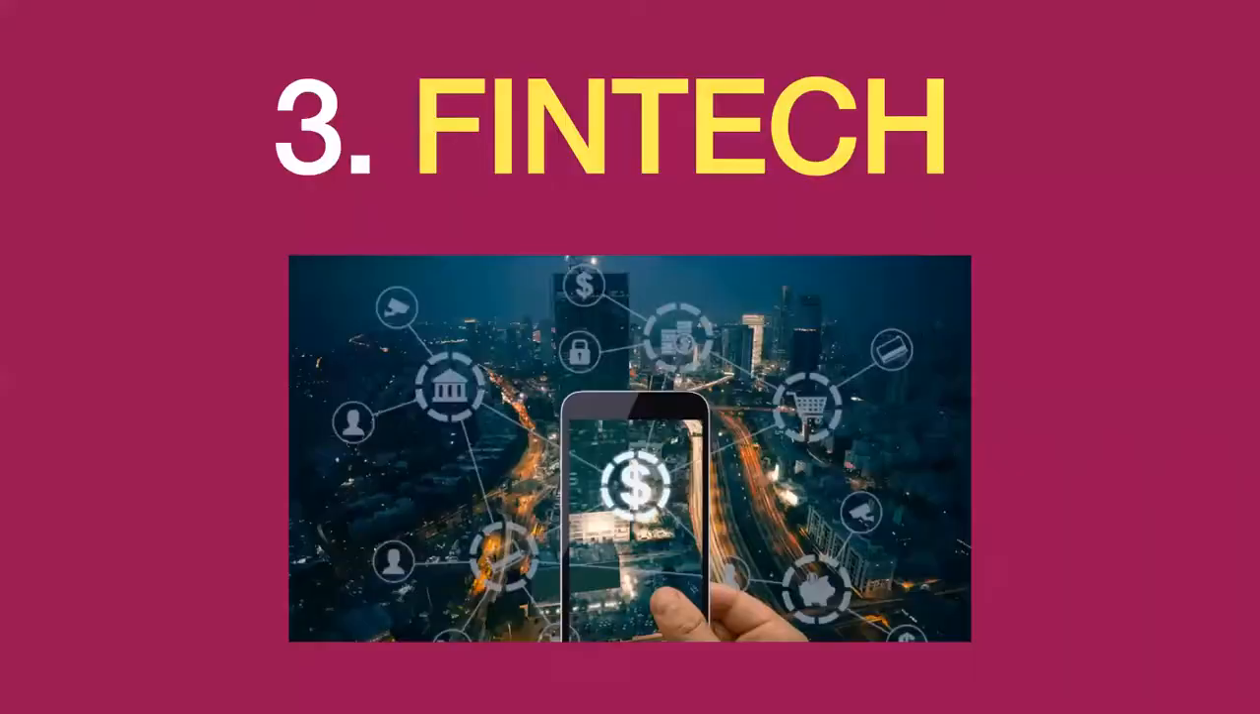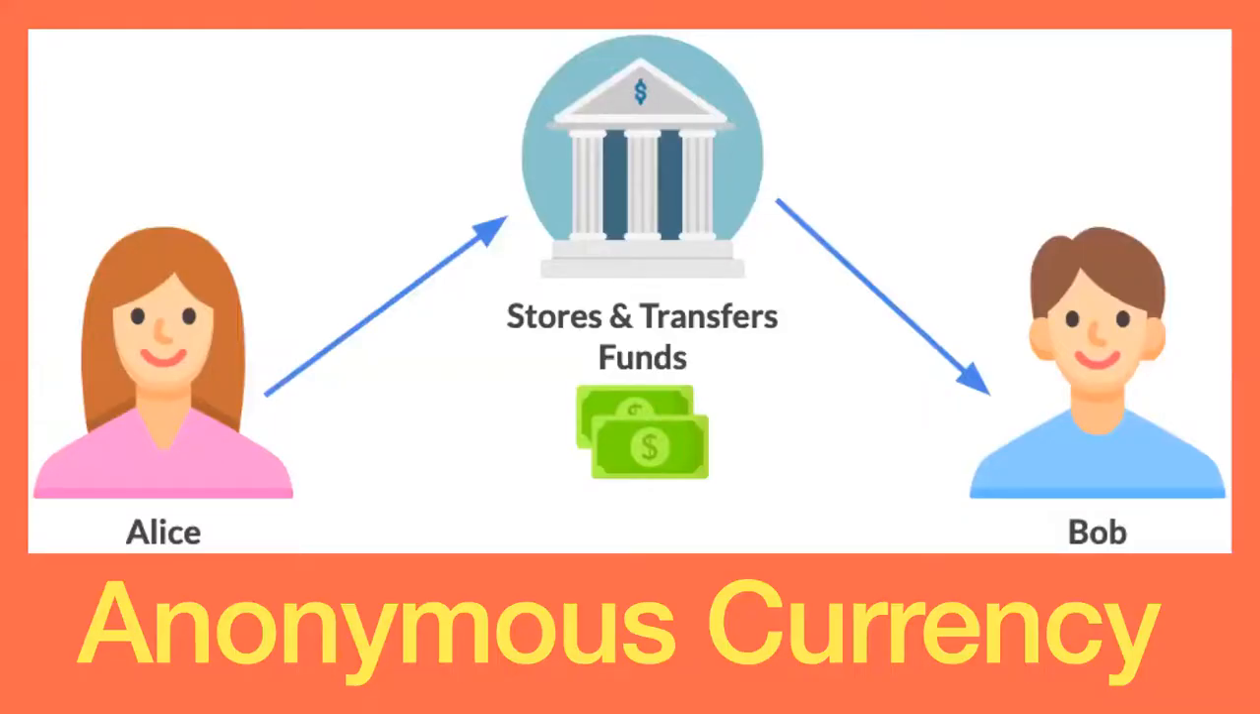So in fintech, which is sort of the digital technology around money, we're still focused on anonymous currency. So if Bob has done something for Alice, Alice makes a payment through a bank, and that anonymizes, that sort of hangs up the phone in the relationship between Alice and Bob, and they're done.